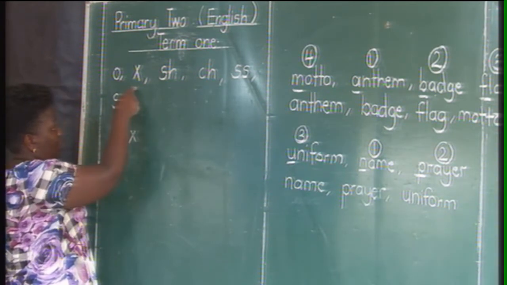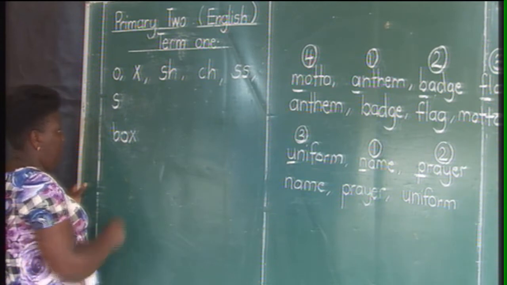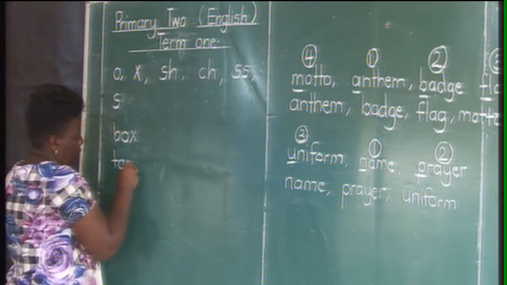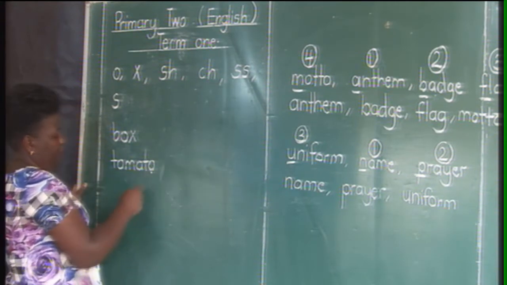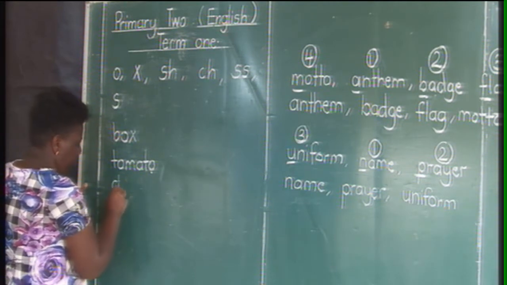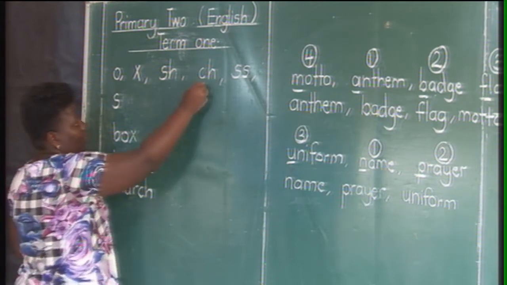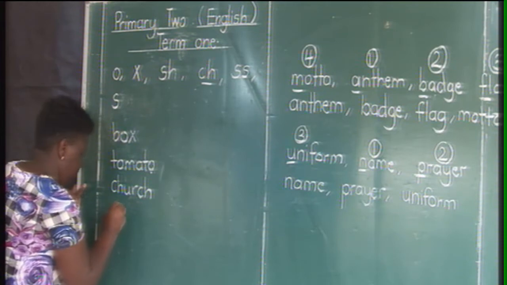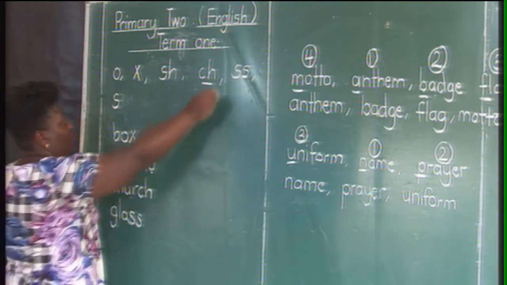Box ends with x. We have the word tomato. Tomato ends with o. We have the word church. The word church ends with this. We have the word glass. Glass ends with this.